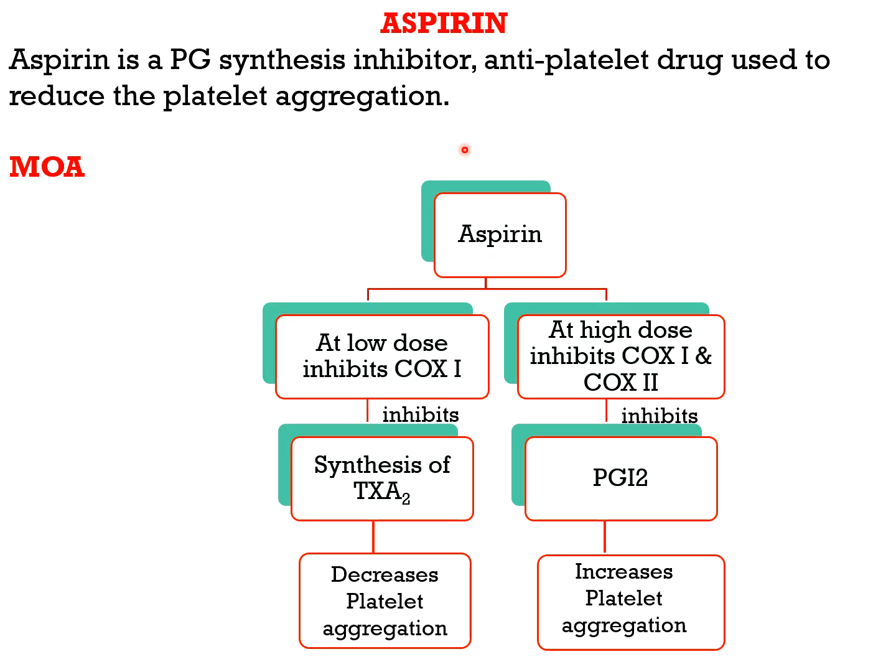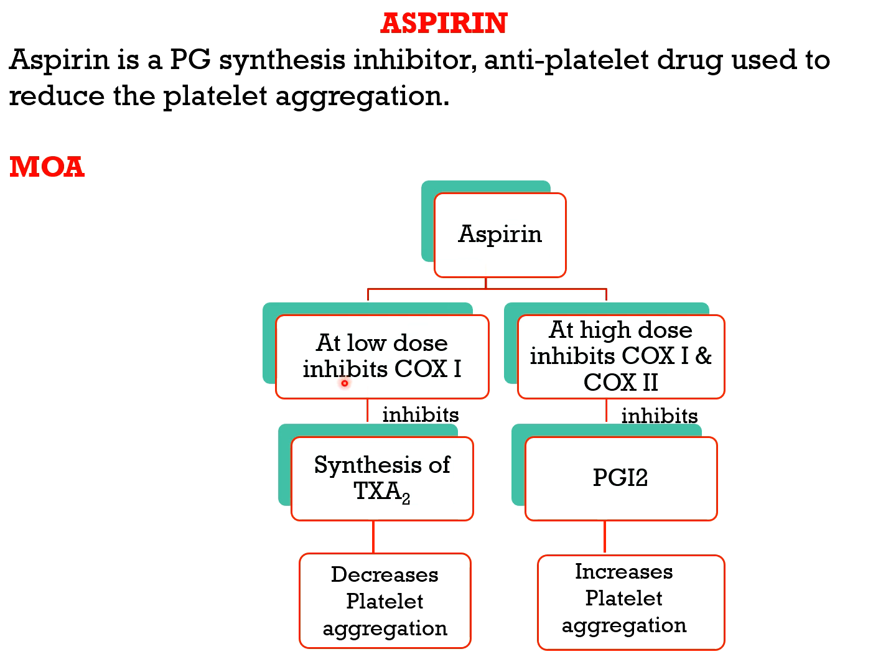Let me discuss aspirin. Aspirin is a PG synthesis inhibitor used as an antiplatelet drug to reduce the platelet aggregation. Let me see the mechanism of action. Here we are explaining the mechanism of action of aspirin: if given at low dose, what action it will show, and at high dose, what action it will show.